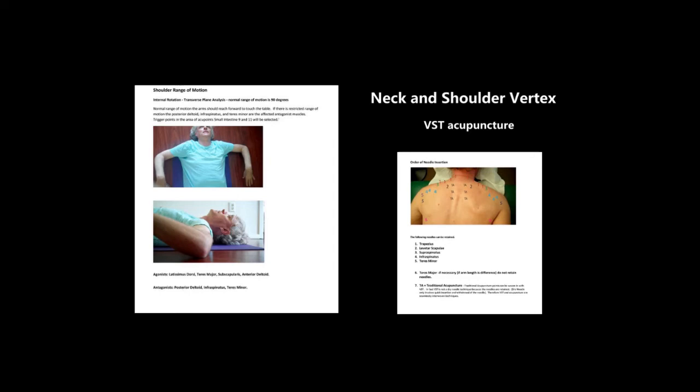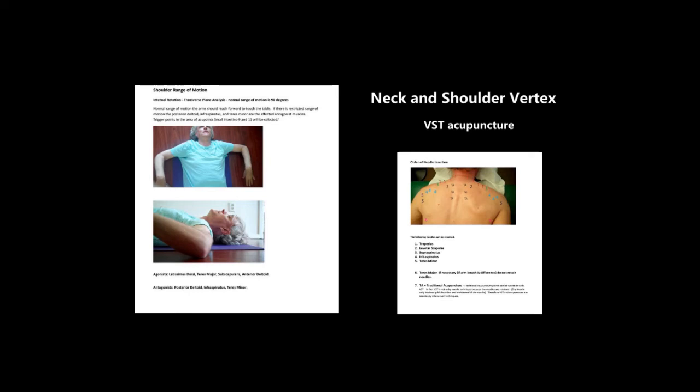transverse plane analysis, normal range of motion is 90 degrees. The arm should reach forward to touch the exam table. If there is restricted range of motion, the posterior deltoid, infraspinatus, and teres minor are the affected antagonist muscles. Trigger points in the area of acupuncture points small intestine 9 and 11 are selected.